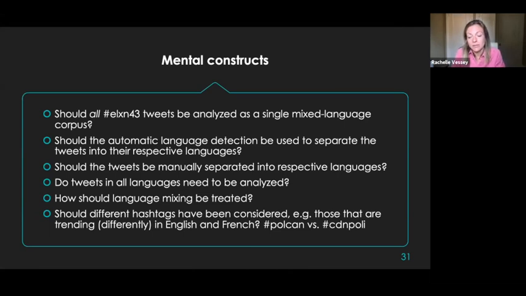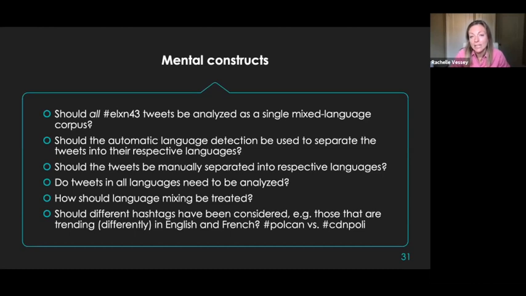Okay, so finally, moving on to mental constructs, this last area of forms of language ideology. Basically what I'm trying to present here are things that I'm still trying to grapple with. So there's no real answer to these questions, but it has to do with the way that the researcher helps to identify what language ideologies are possible to identify in terms of how the corpus has been constructed. So in this case, the question is, in terms of the procedures followed, should the corpus of mixed language data be analyzed as a single mixed language corpus? Should automatic language detection be used, or should tweets of different languages be manually separated? Do tweets in all languages need to be analyzed? How should language mixing be treated? How can it be accounted for using corpus methods?